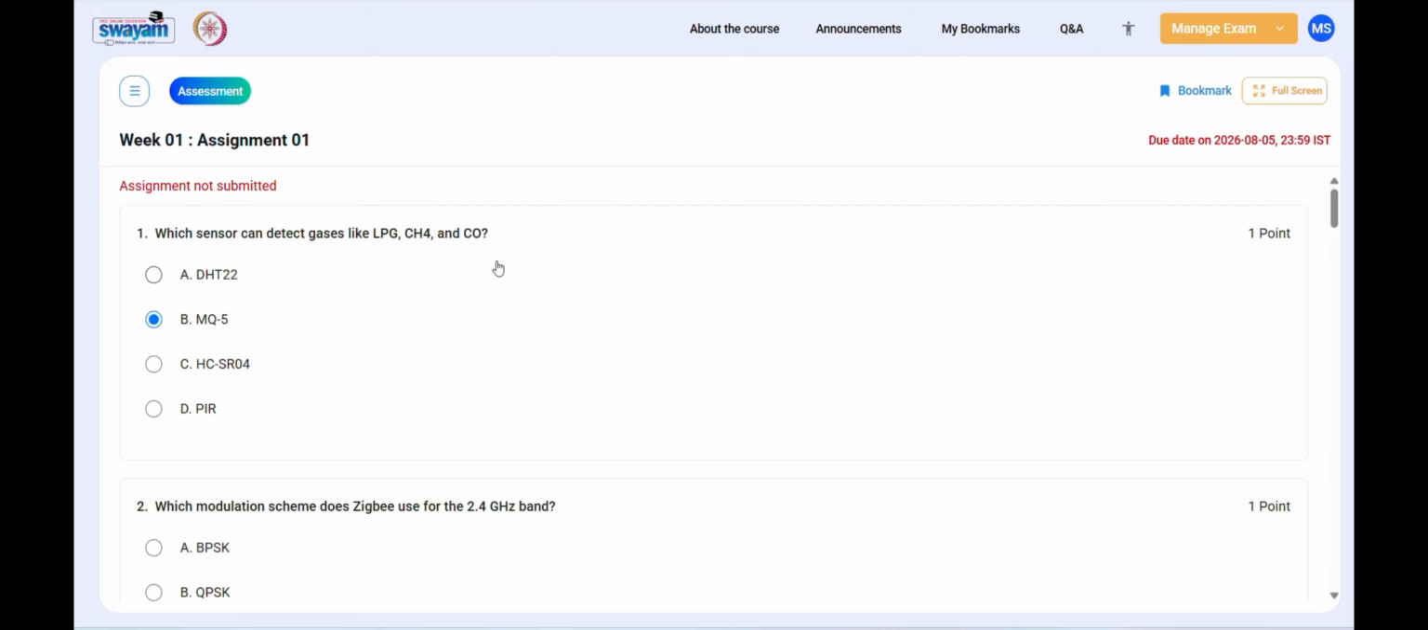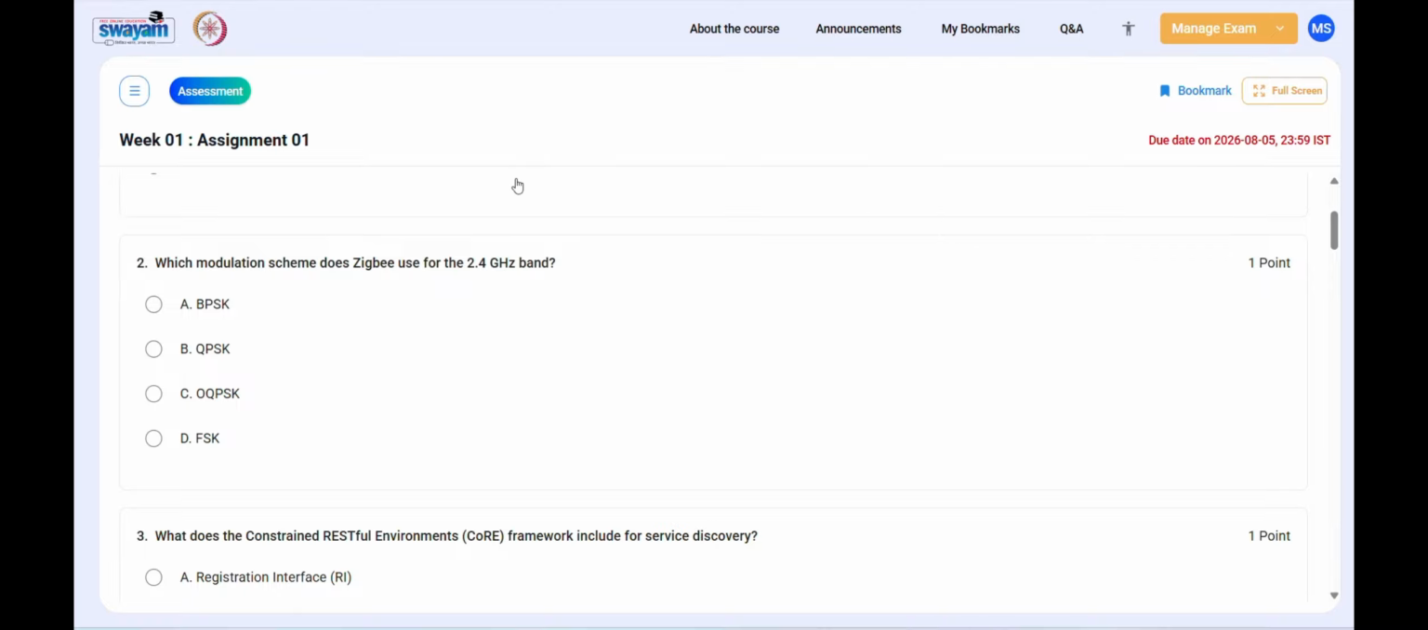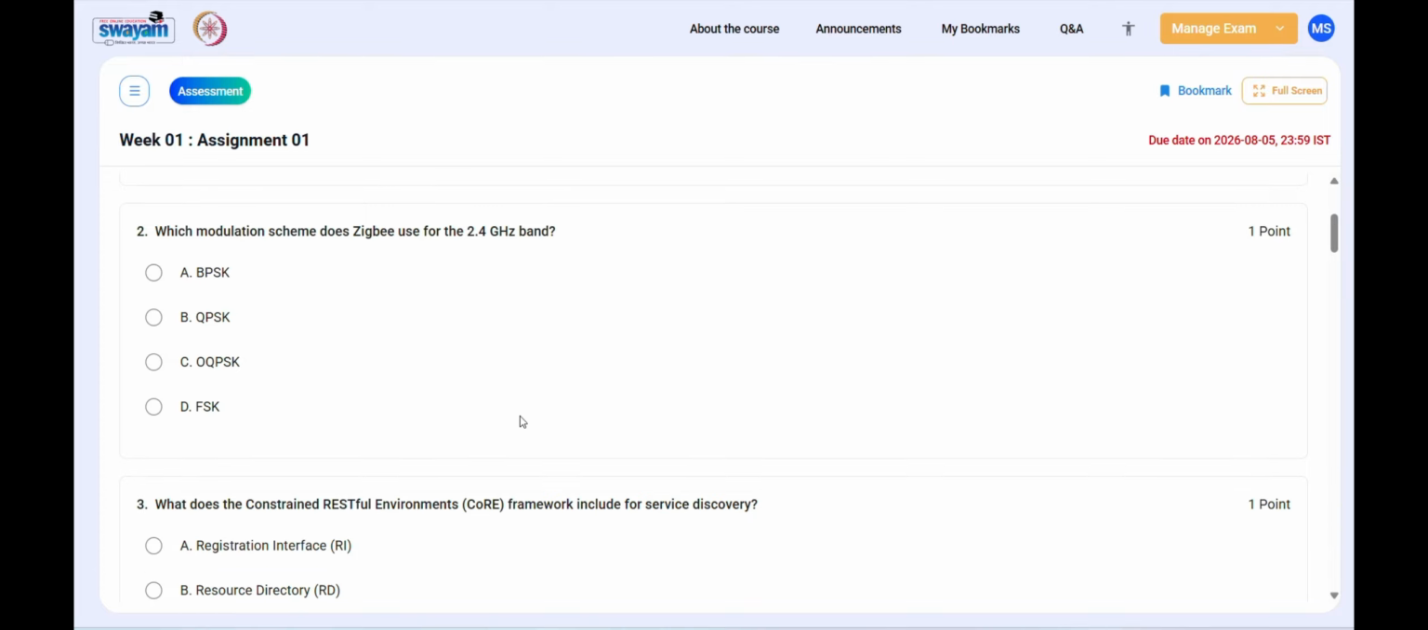Then comes the first question: which sensor can detect gas like LPG, CH4 and CO? So the answer is MQ. Then, which modulation scheme does Zigbee use for the 2.4 gigahertz band? So the answer is OQPSK.